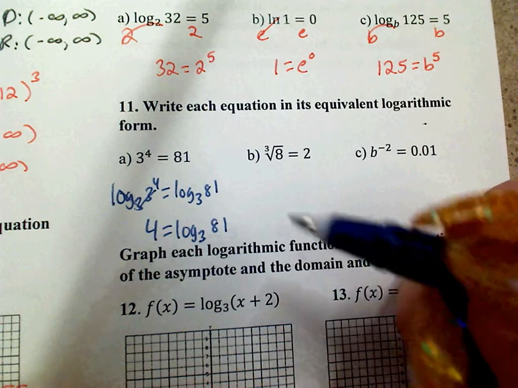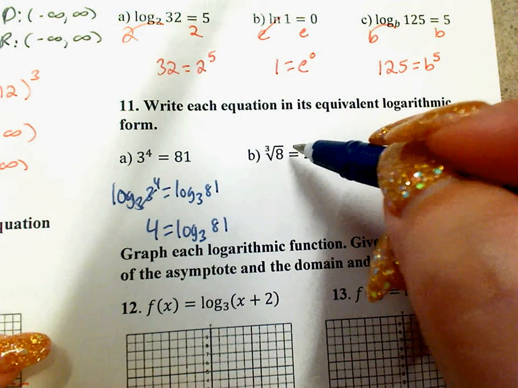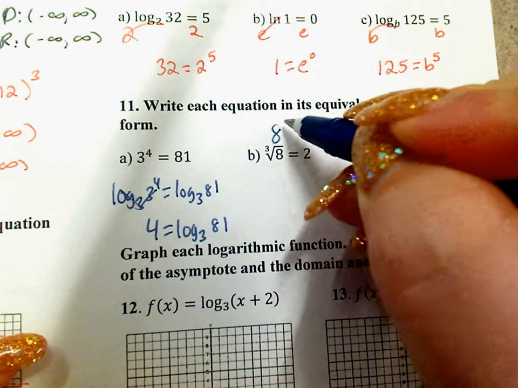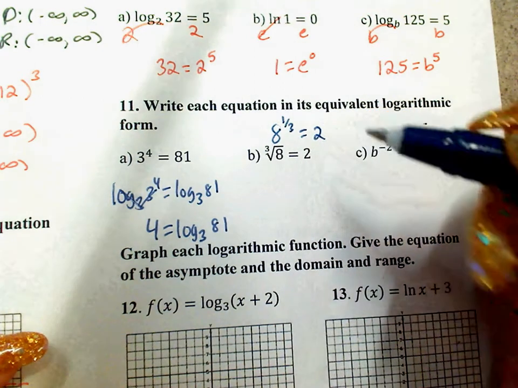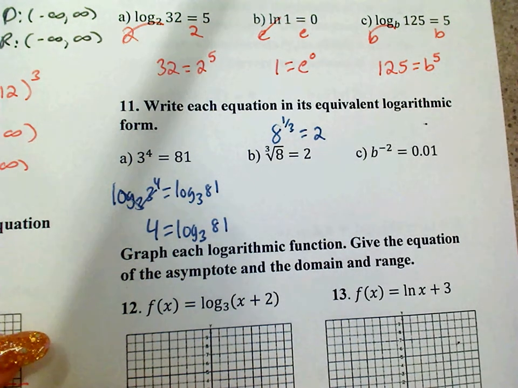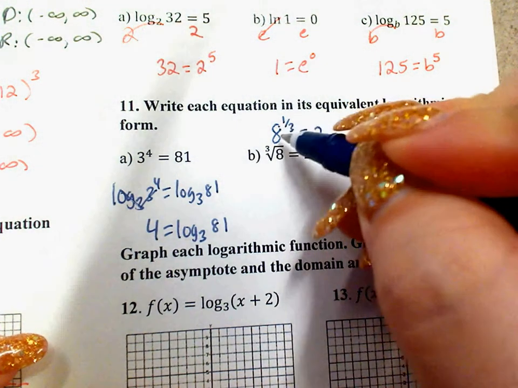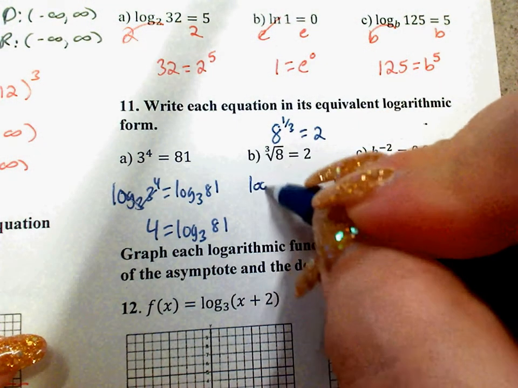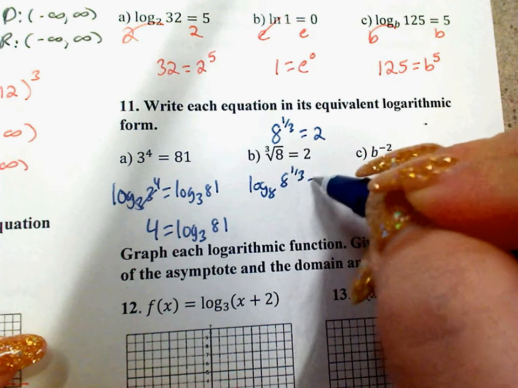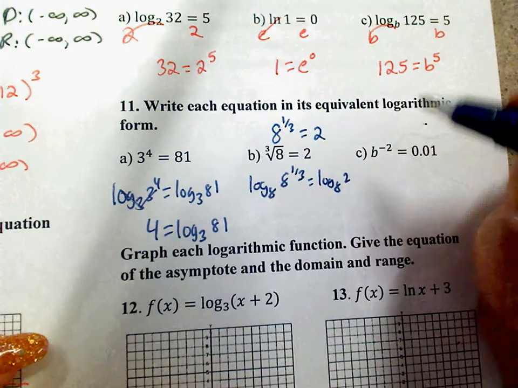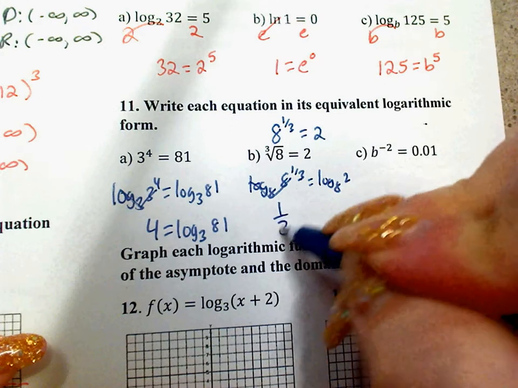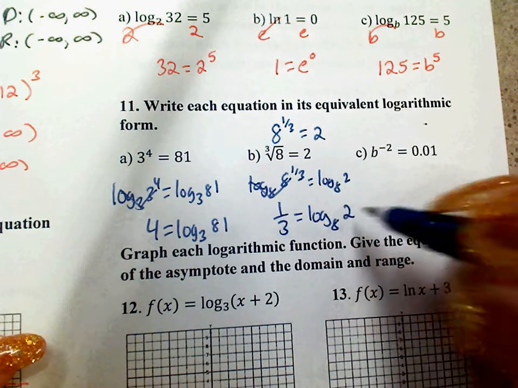Okay? This one is not an obvious exponential expression. You got to rewrite it. This is 8 to the 1/3 power equals 2. Square root is 1/2, a cubed root is 1/3, and so on. It means the exponential base is 8. So we're going to take log base 8 of both sides. Log base 8 of 2. These cancel each other out. 1/3 equals log base 8 of 2.